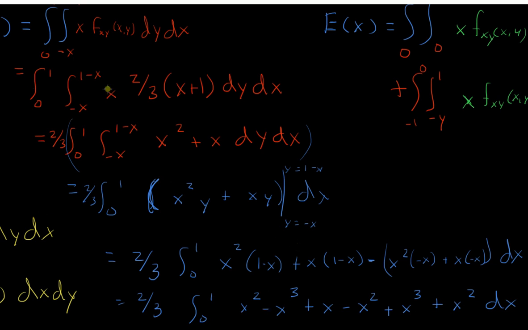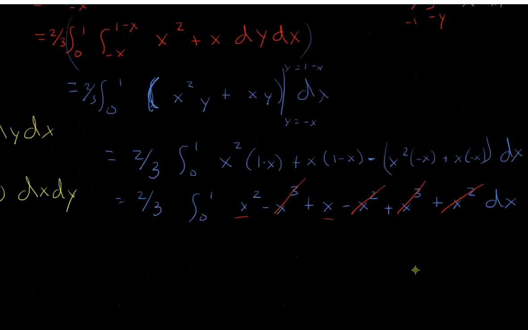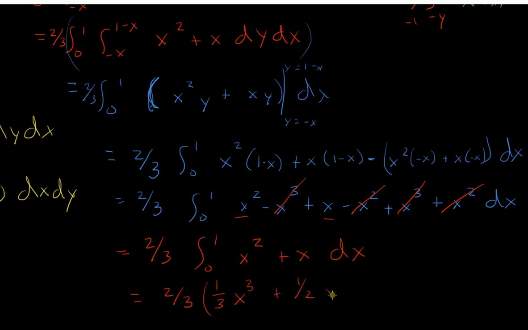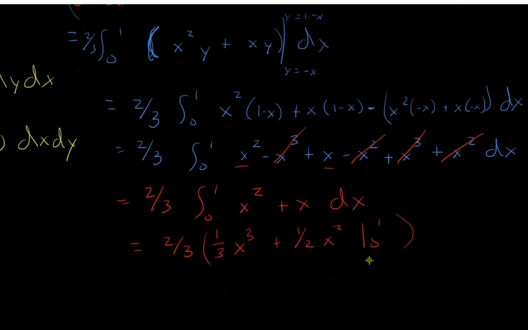I think things cancel, hopefully they do. This one cancels with that one, and this one cancels with that one. We're left with x squared and x. So x squared plus x dx. Go ahead and integrate with regards to x: 1/3 x to the third power plus 1/2 x squared, 0 to 1. Plug in 0 and 1. When you plug in 0, you just get 0, so let's just plug in 1.